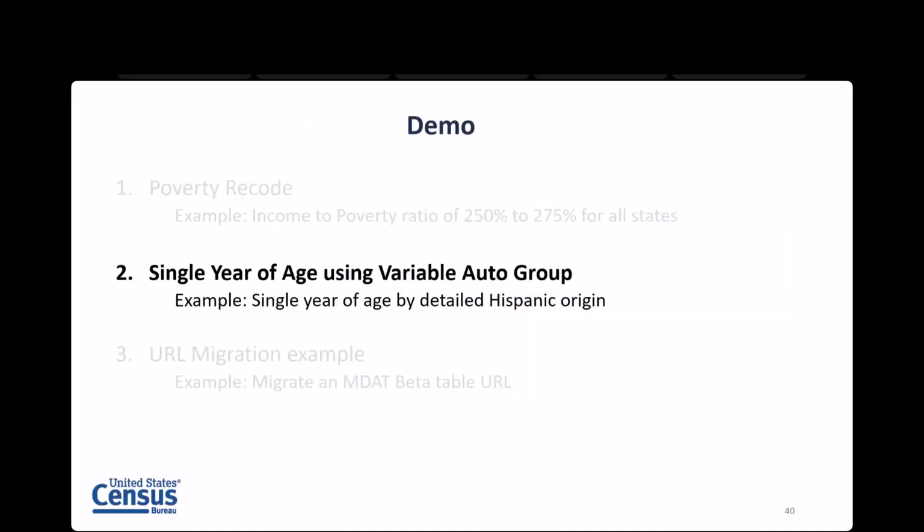So for my next example, another really popular use of MDAT we've seen was creating tables for single years of age. And a lot of this time, this was done using the auto group function, which is still here in the refreshed MDAT. So I wanted to walk through how the auto group function works in this refreshed MDAT. And to do this for the example I'm going to use, I'm going to look at single year of age by detailed Hispanic origin.